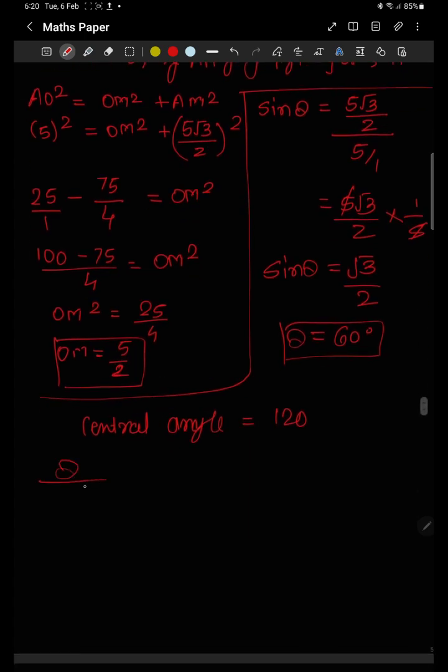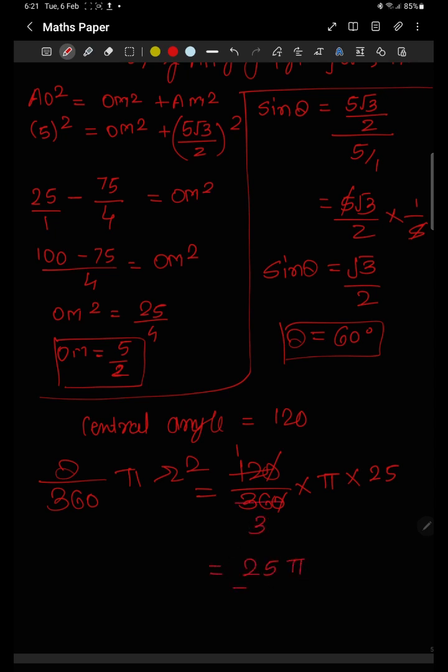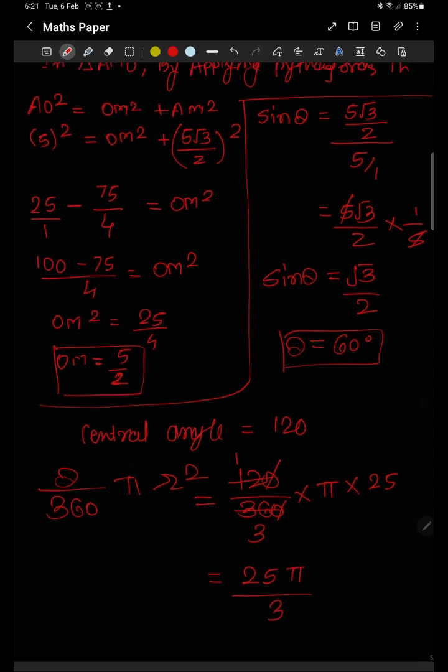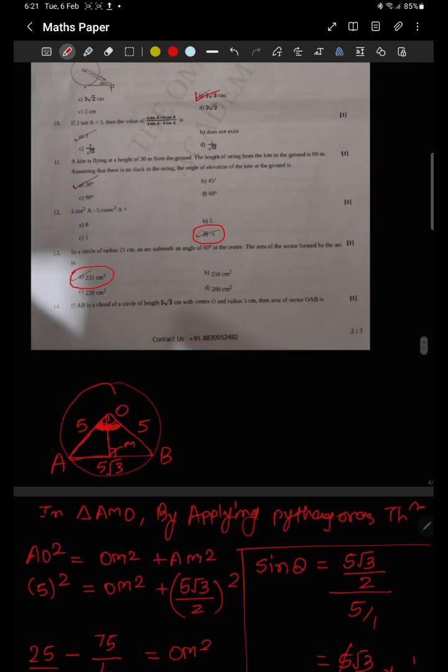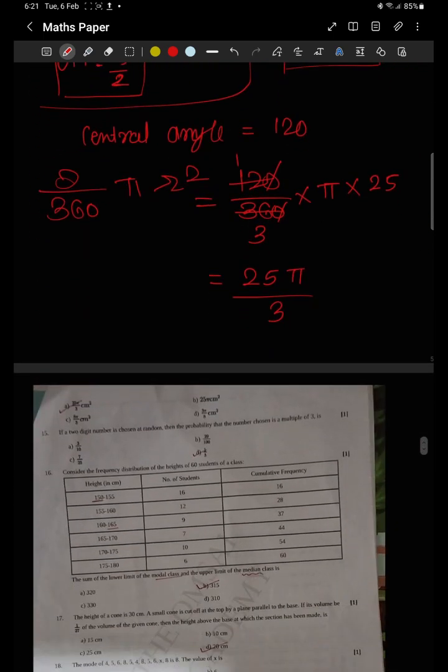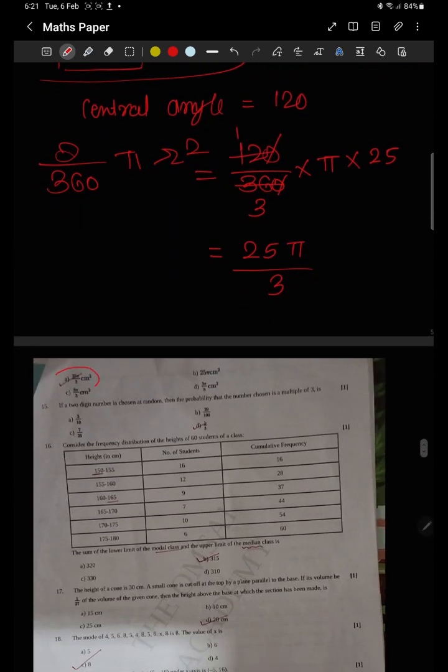So theta by 360 pi r square is 120 by 360 into pi. I'll keep pi as it is because the options have mentioned the pi value, and r square is 25. 0 0 getting cancelled. 12 ones are 12, 12 3s are 36. 25 pi by 3. Question number 14 having option 25 pi by 3 is here. Option A is correct.